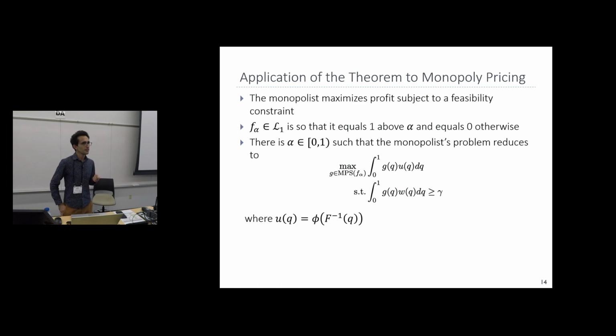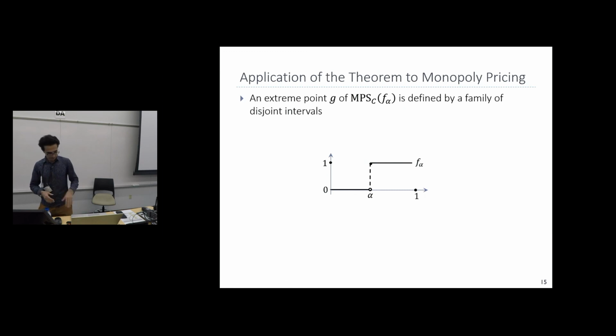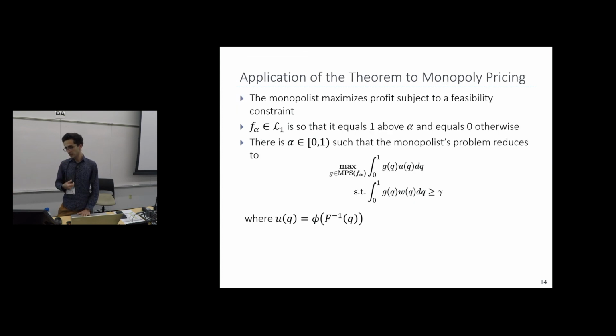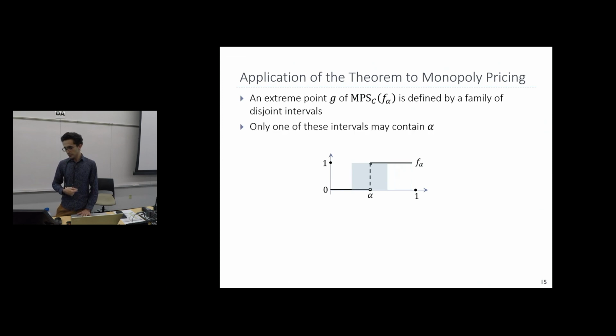How much time do I have left? One minute. Oh, OK. So I told you about how extreme points of the constraint orbit look like. I won't be able to tell you how we apply these results to the monopoly pricing problem. I will just get to a conclusion.